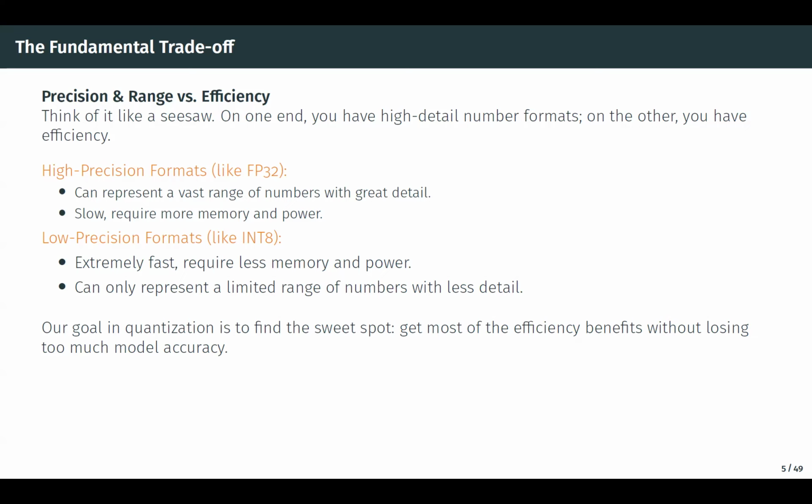Then we have other quantization formats like the integer 8. We are using an integer which can represent a number between 0 and 255, or if you're using a signed number, from negative 127 to positive 128. The quantized formats are extremely fast. They require less memory and power. However, we lose some details. So our goal is to find the sweet spot between range and precision. That is really what we try to do in quantization.